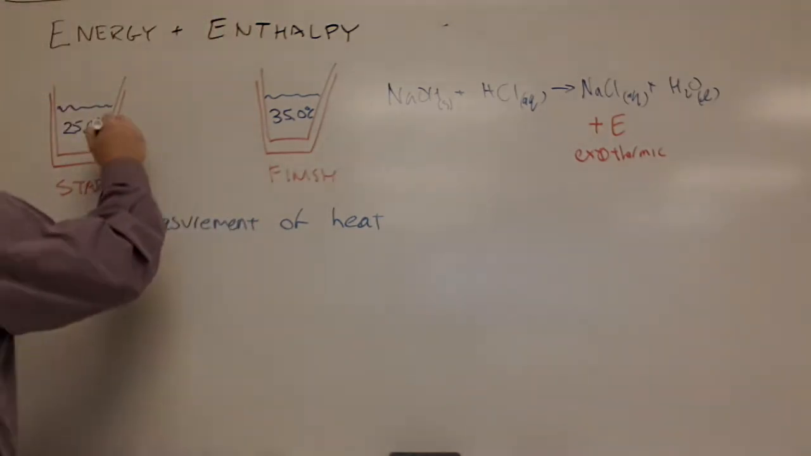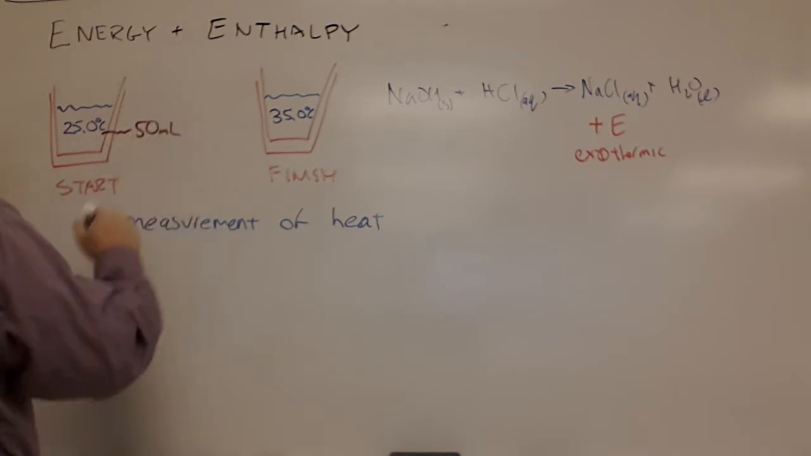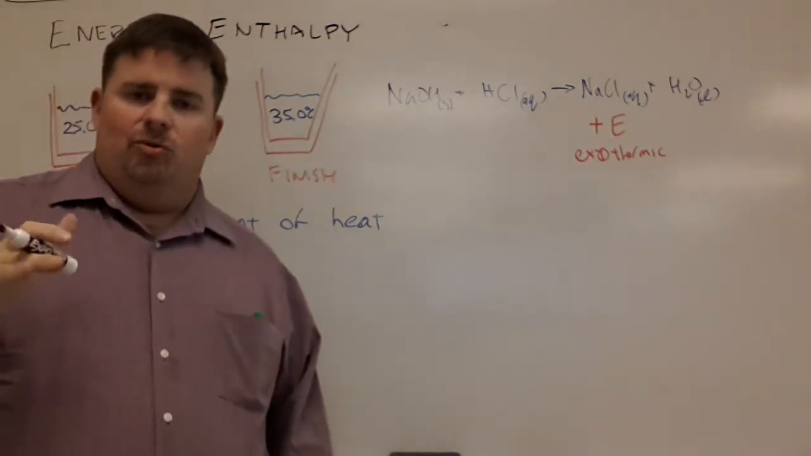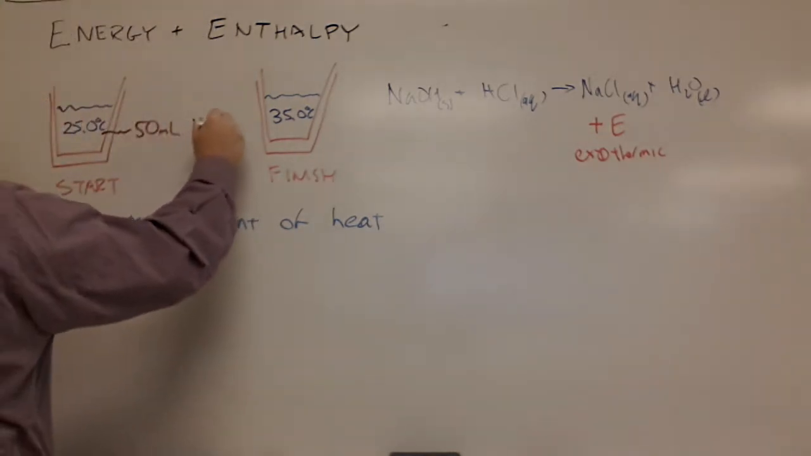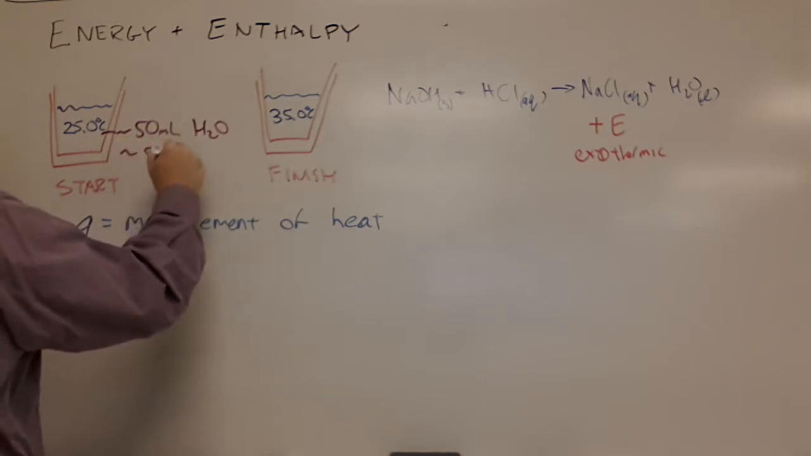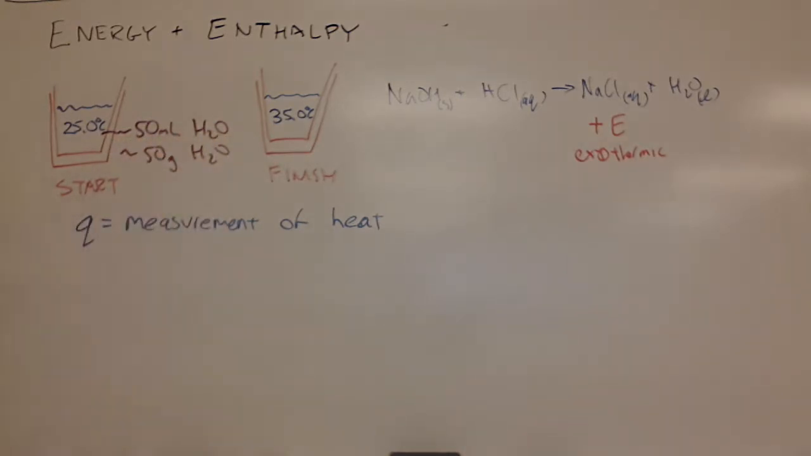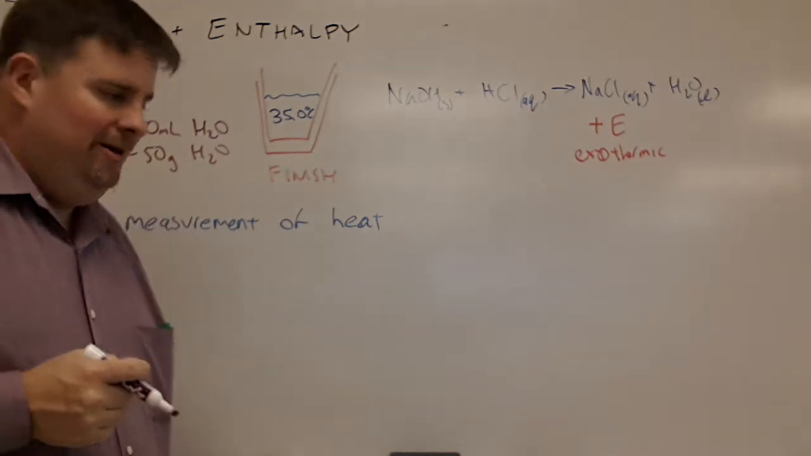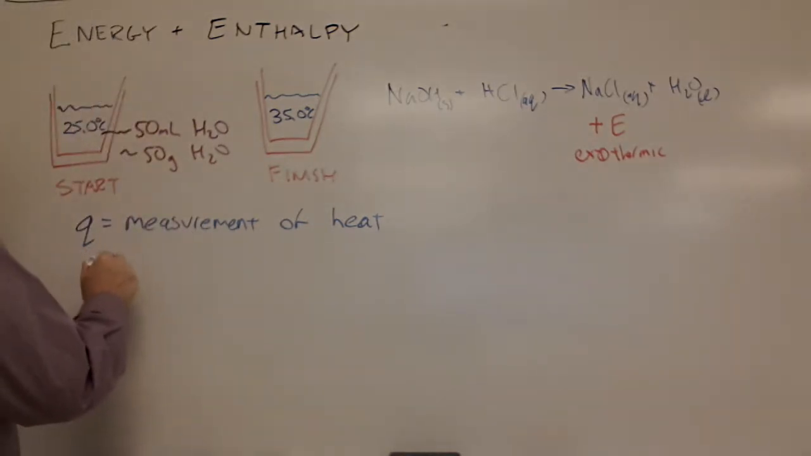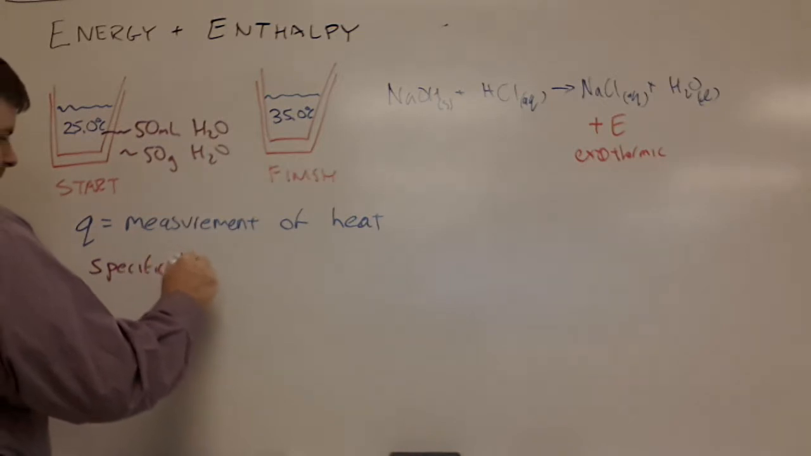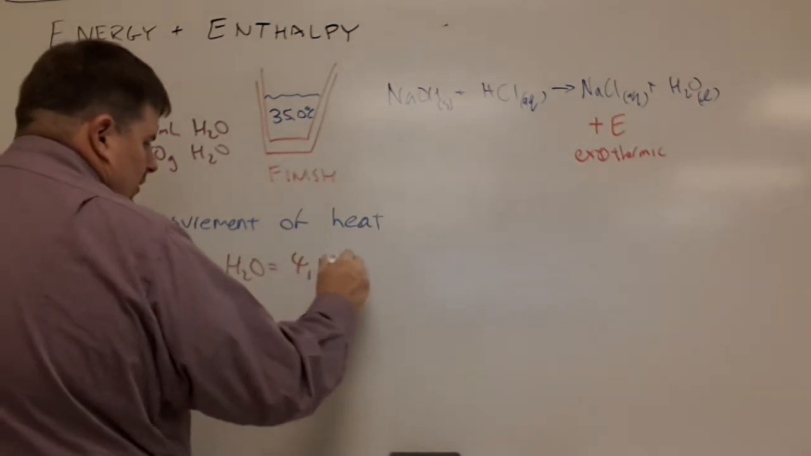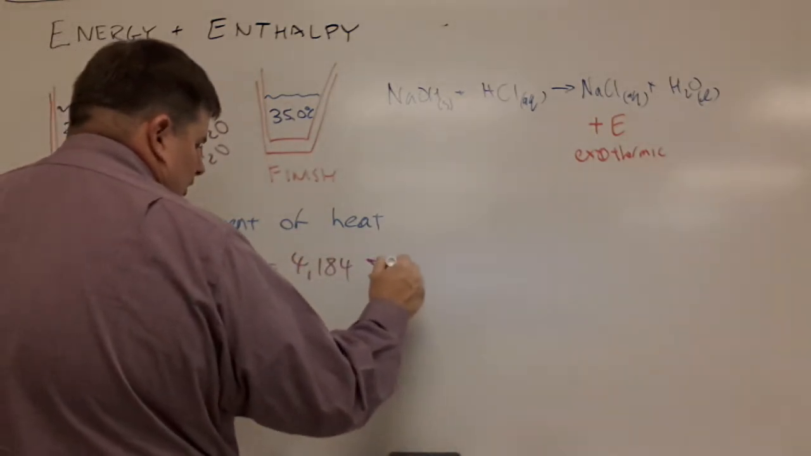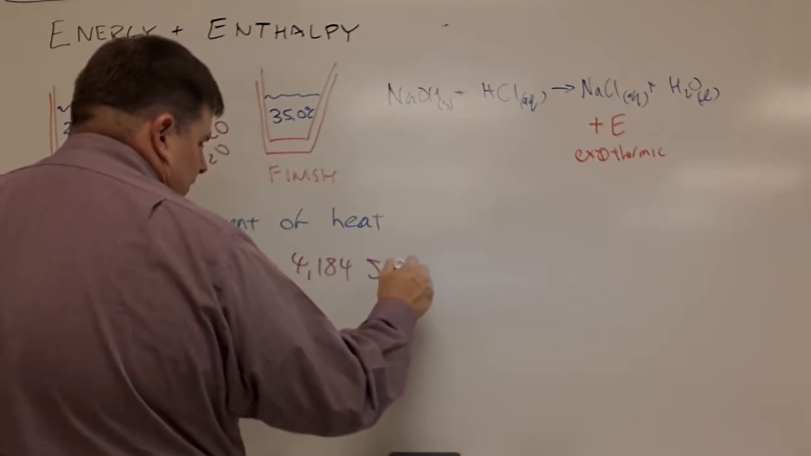Okay. Suppose that I have a cup that's got 50 milliliters of water. And we know that close to room temperature, the density of water is about 1. So if I have 50 mils of water, that means I'm going to have about 50 grams of water. Okay? And that 50 grams of water has a specific heat that's associated with it. And remember that the specific heat of water is equal to 4.184 joules for every gram per degree C.